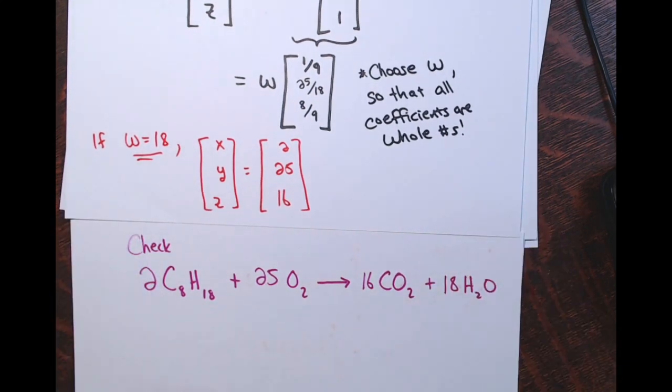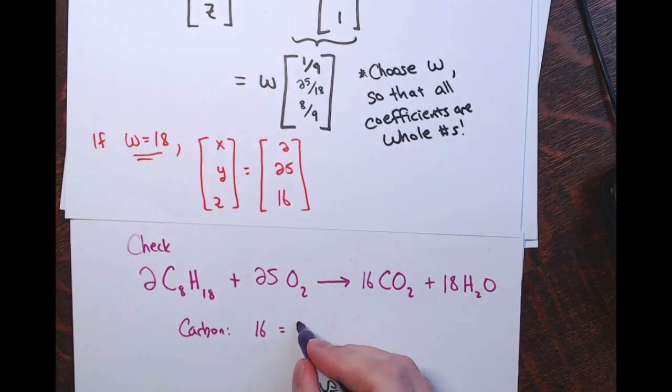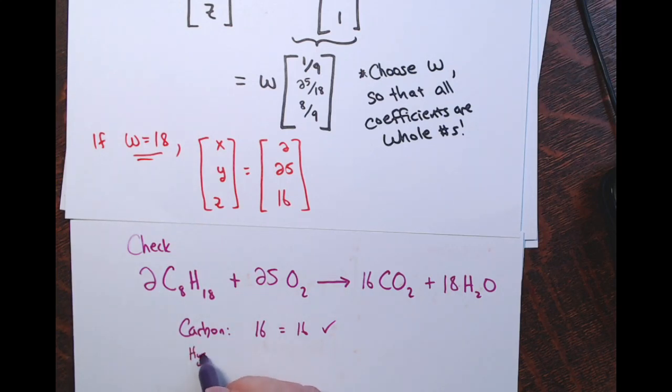So how about the carbons on both sides? Well, there'd be 16 atoms of carbon on the left side, right? 8 times 2. And 1 times 16, there's 16 on the right side. That's good so far. How about the hydrogen? There are 36, right? 18 times 2, there are 36 atoms of hydrogen on the left. And there are 2 times 18, 36 atoms of hydrogen on the right. Fantastic. So far, so good.